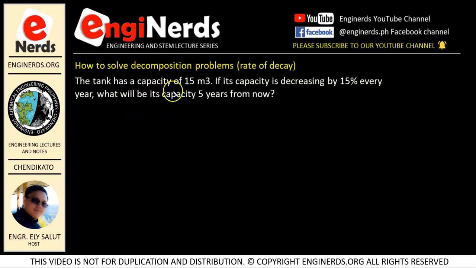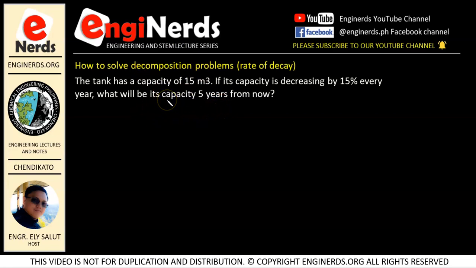So the tank has a capacity of 15 cubic meters. If its capacity is decreasing by 15% every year, what will be its capacity 5 years from now? Okay, so we have our initial condition here, which is the capacity of the tank, which is 15 cubic meters. And we are told that its capacity is decreasing by 15% every year. So that will be our rate constant. Then what will be its capacity 5 years from now? So this is what we're going to determine. What will be the capacity of our tank 5 years from now?